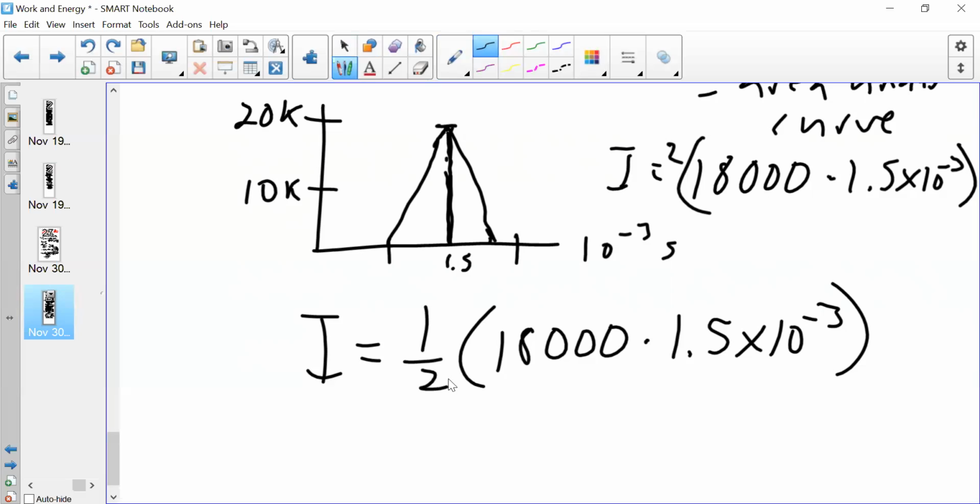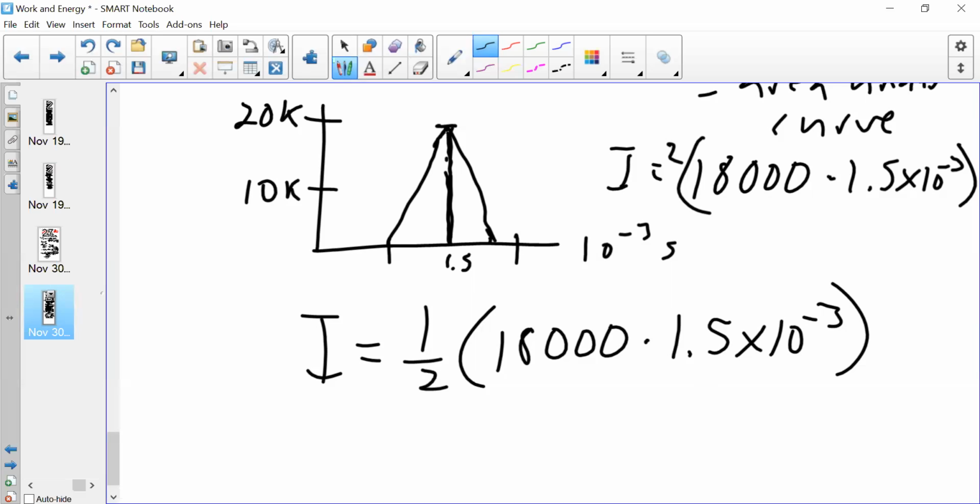So you do this first for this triangle, and then double that. It's awfully quiet today, but that's every day. Yeah, so that's going to be 13.5.